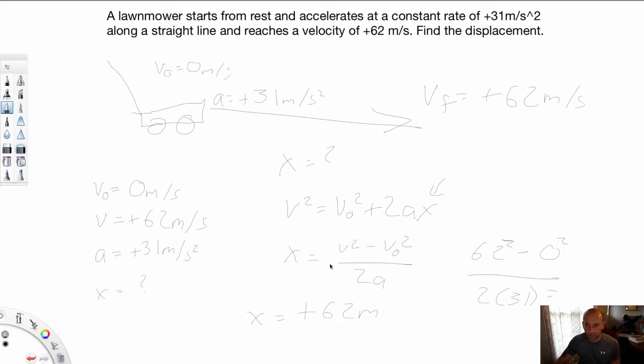Notice that we managed to solve this whole problem without having any time given to us. If you wanted, you could have actually solved for time first and then used a different equation, but this way is much faster, much more efficient.